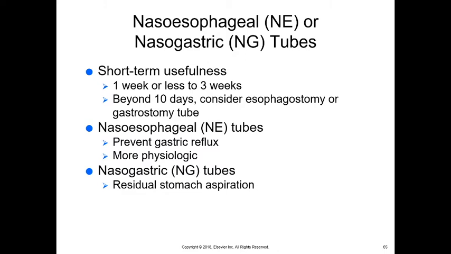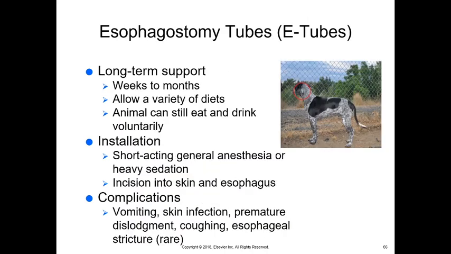And it's actually more physiologic. It's more like feeding directly through the esophagus like it would normally be done. A nasogastric tube would go directly into the stomach and make sure the food gets directly into the stomach, but you can get some stomach aspiration with that.